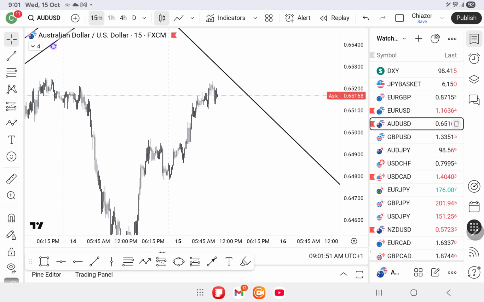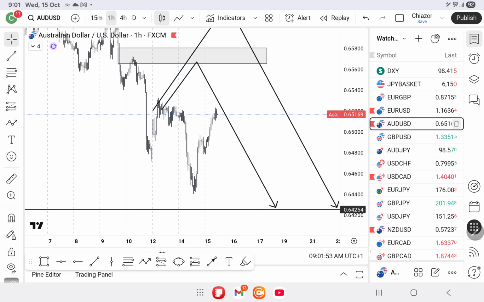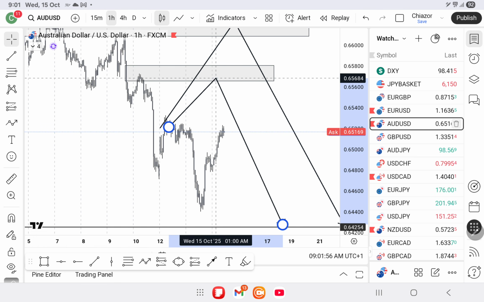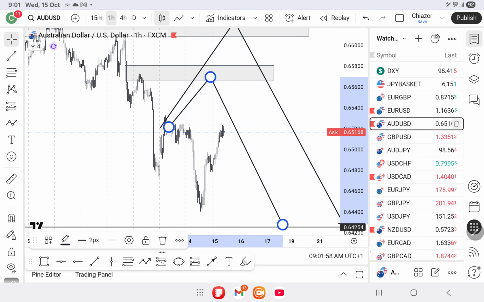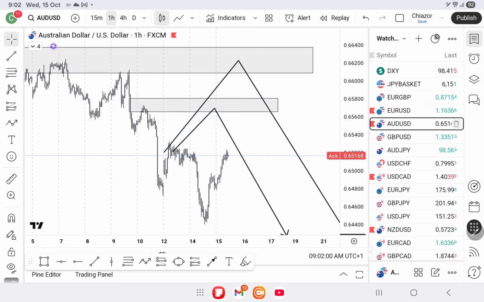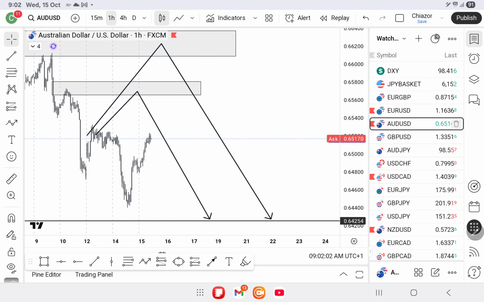AUD/USD also, I'm still expecting the market to come back to this level, somewhere about this level, to give us a break to the downside, or even this level. So that's still my expectation.